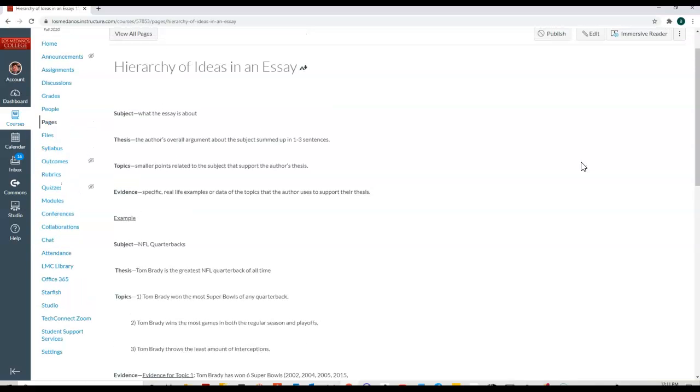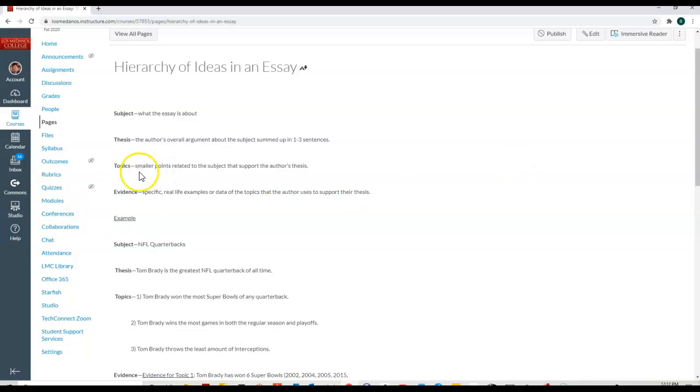So I call this the hierarchy of ideas in an essay. It's kind of just like a phrase that I thought of. And again, the subject of the essay, the topics of the essay, these are terms I use. You might have other English teachers who use different terms. But basically, in my view, the subject of the essay is what the essay is about. And in the case of your first essay, the subject of the essay is going to be whatever problem you choose to write about.